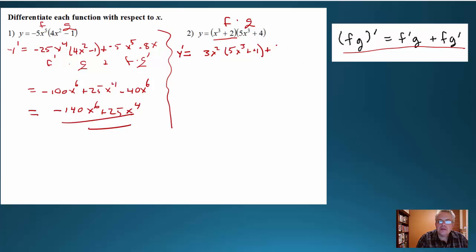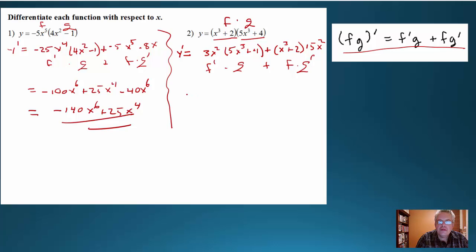F would be x cubed plus 2. G prime would be the derivative of this, which was 15x squared. So this was f prime g plus f g prime. That's what we have there. We're just applying the rule. Now the rest is algebra. We distribute and combine whatever we can do. So I'll take care of that.